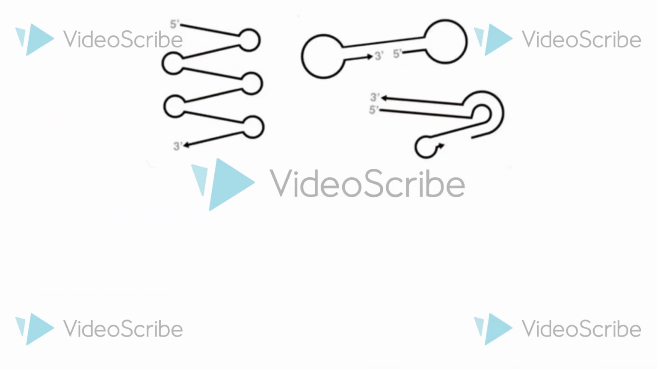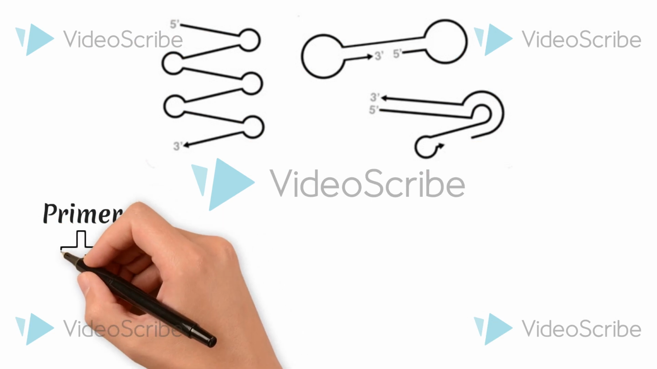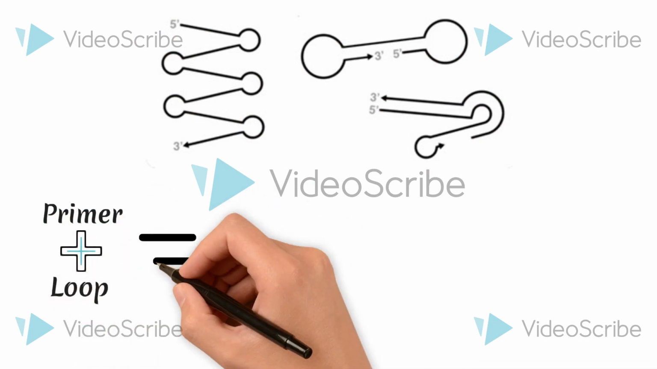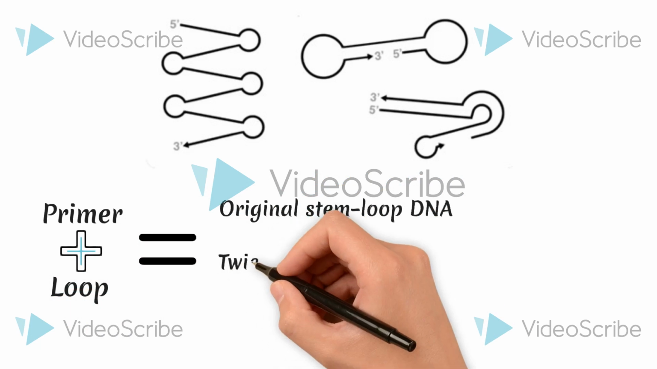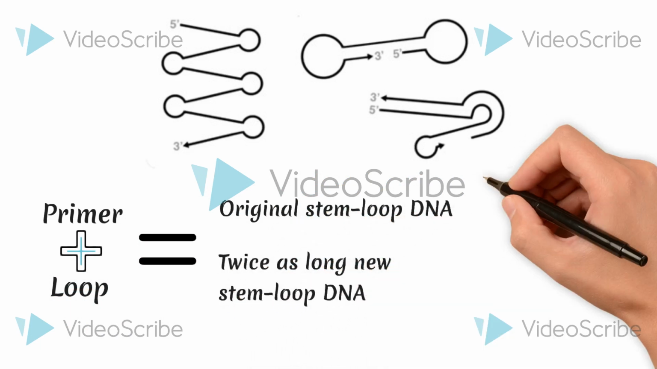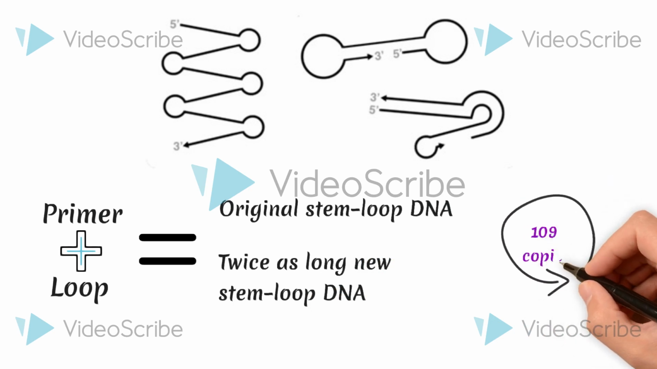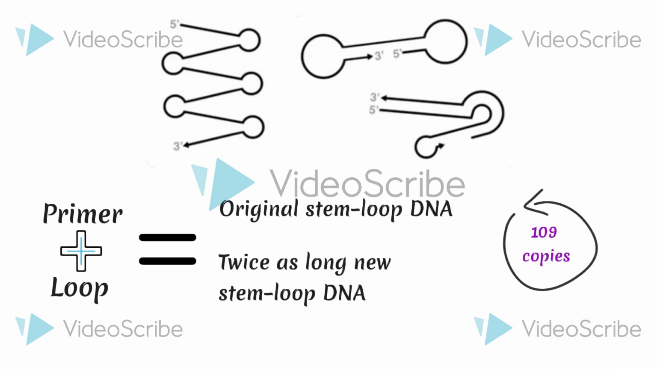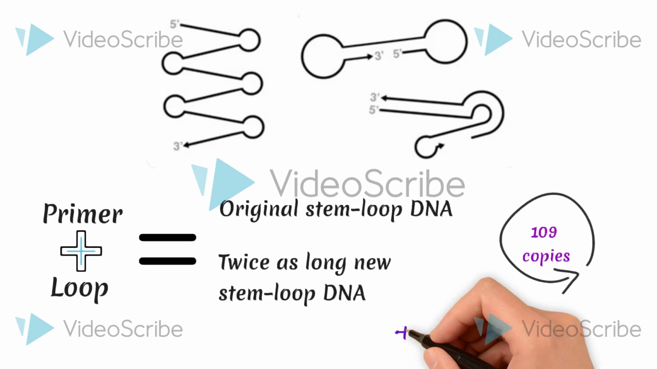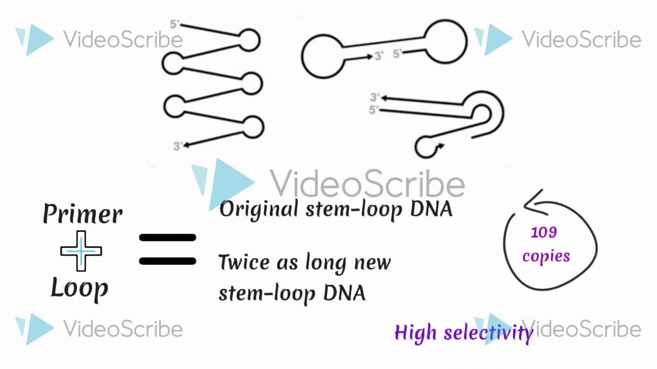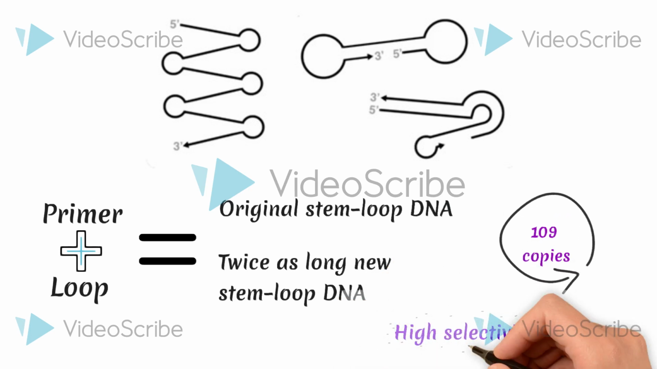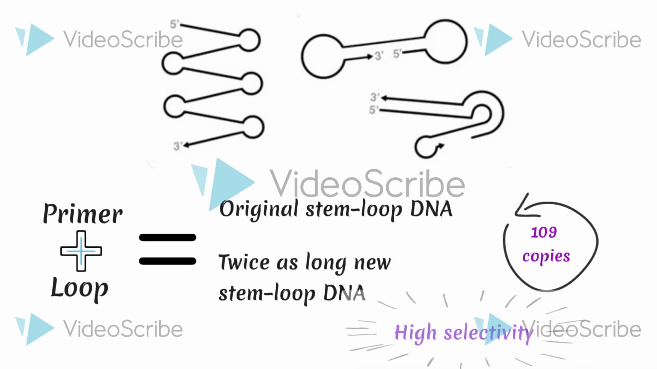Then, displacement DNA synthesis is initiated by cycling and hybridization of one primer to the loop, obtaining as products the original stem loop DNA and a twice as long new stem loop DNA. This cycling reaction continues until accumulation of 10^9 copies of target DNA. The final products are stem loop DNAs with several inverted repeats of the target and cauliflower-like structures with multiple loops. Because LAMP recognizes the target by 6 distinct sequences initially and by 4 distinct sequences afterwards, it is expected to amplify the target sequence with a high selectivity.